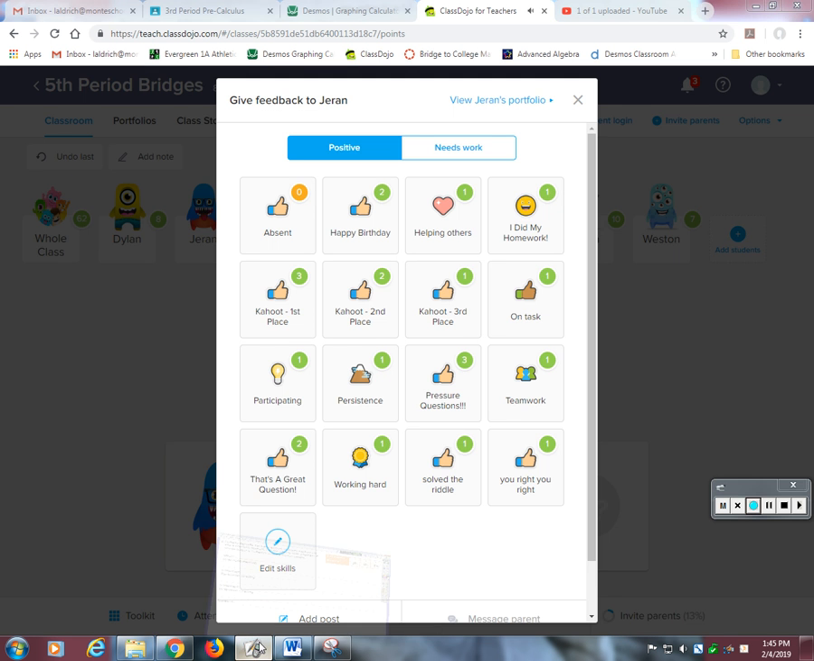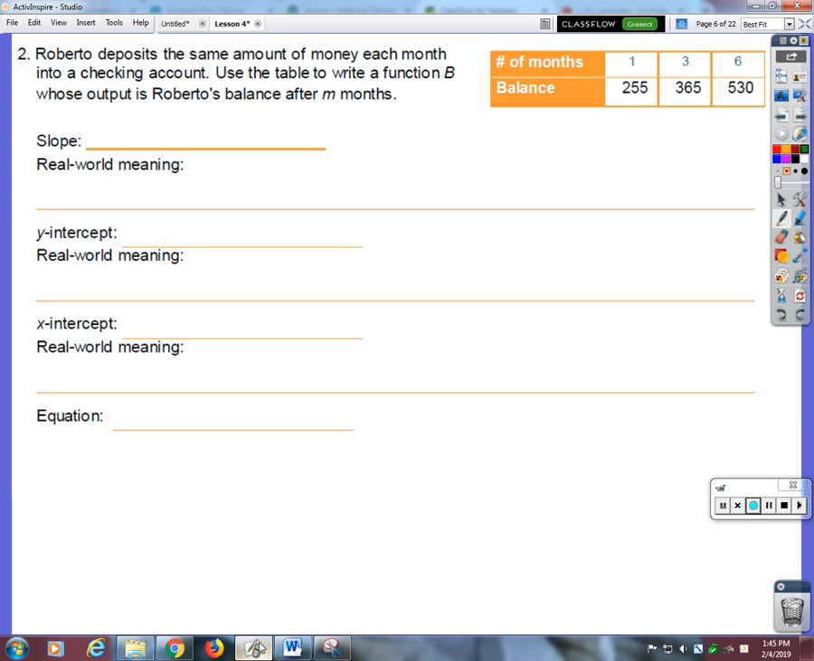Okay, so Jaren, how much did their balance go up by from month 1 to month 3? I'd say... Jaren? 110, and if it took 2 months for that to happen, how much did they deposit each month? 55. Awesome. So the slope is 55, and the real world meaning is that they deposited $55 per month.